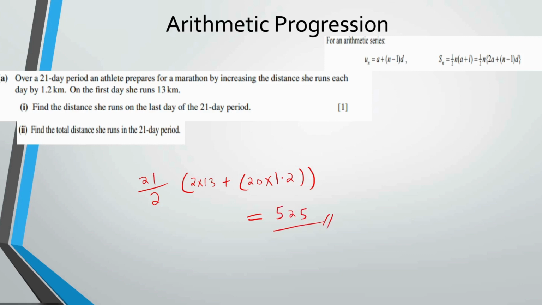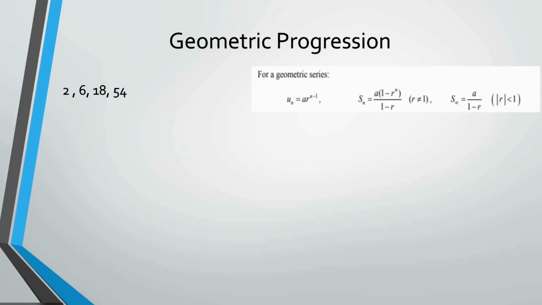Now let's move on to geometric progression. So here we have geometric progression. This is any series or any pattern with a common ratio, in which you can multiply or divide by a specific number. Now let's see, is there any pattern in the numbers provided: 2, 6, 18, 54?